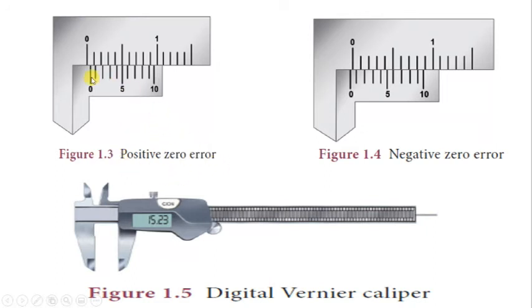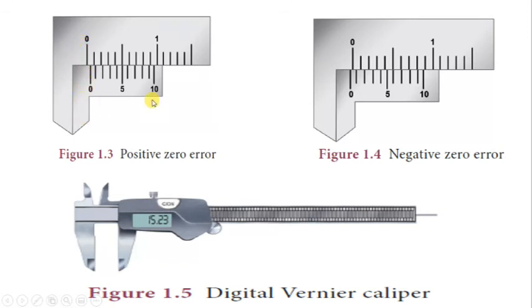How we can see? See, this is a positive error. What is meant by positive error? If the 0 of the main scale and the 0 of the vernier scale coincide with each other.